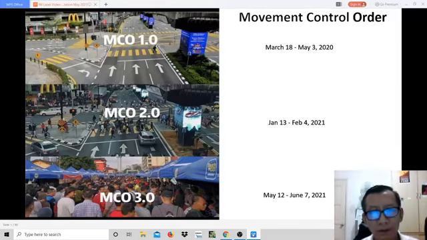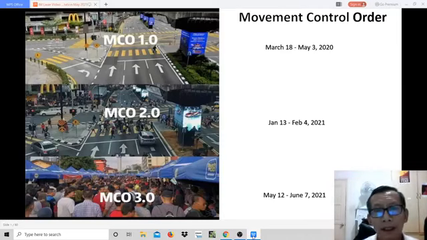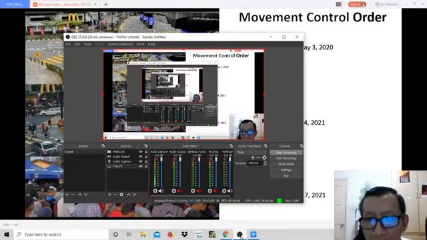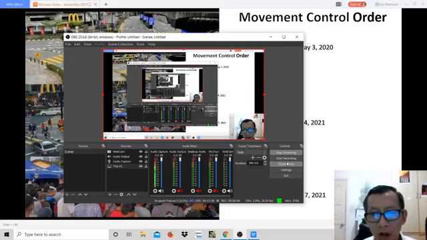Today, I'm going to share with you about this movement. This is a movement control order. As you can see in this picture, 1.0, 2.0, and 3.0. What's the difference? The difference is that in 1.0, we just follow the SOP, everyone. But in 2.0, you started to see a lot of people. But in 3.0, we see a hell lot of people. Why is it so? It is because of keeping our economy open.